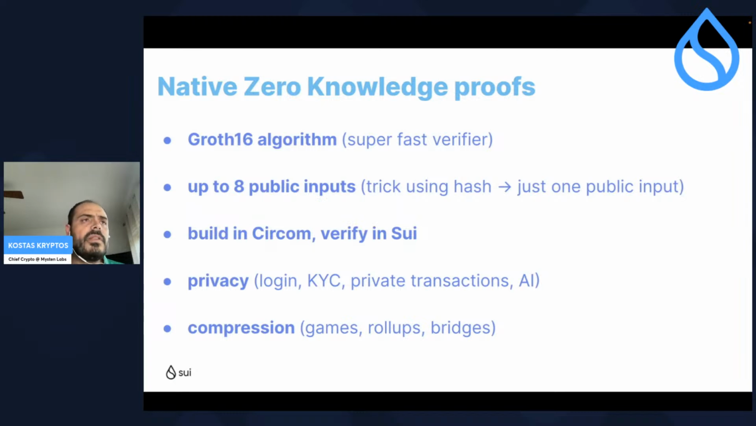In SUI, you can use them in smart contracts. It's not that SUI is using in the core layer any zero-knowledge proofs, apart from zkLogin that I will explain, like the new authentication system. But people can use zkp.verify inside their smart contracts. And this is very powerful because now you can build a KYC system.